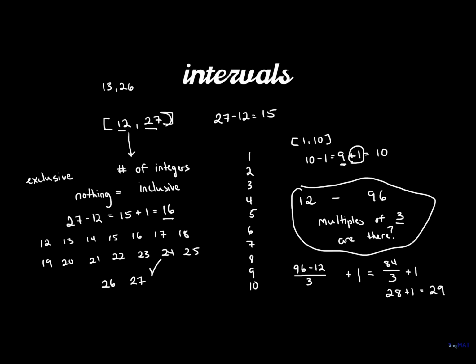Okay? Now, this begs the question, what if instead of 12 to 96, I said 12 to 95? What do you do then? I just removed one of the multiples. So we know that the answer has to be 28, because I removed one of the multiples. But now the question becomes, what's the formula? What's the formula, everybody?